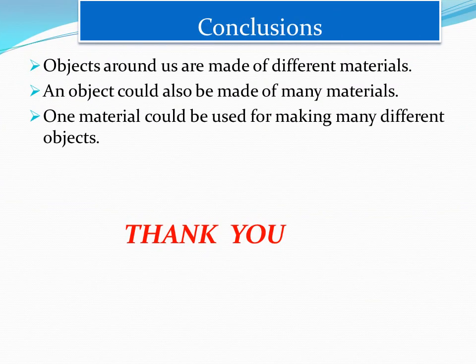Now let's discuss what we learned from this topic, that means the conclusion of this lesson. First point, objects around us are made of different materials. An object could also be made of many materials. One material could be used for making many different objects. These are the three main points we have learned from today's topic.